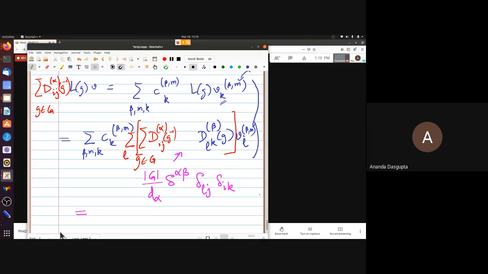So now tell me, I have 4 things to add up over: beta, M, K, and L. And 3 of them have delta symbols in this expression, right? So at least 3 of the sums will be trivial. The sum over beta, the sum over K, the sum over L. The sum over M will still survive. You will still have a sum over M.